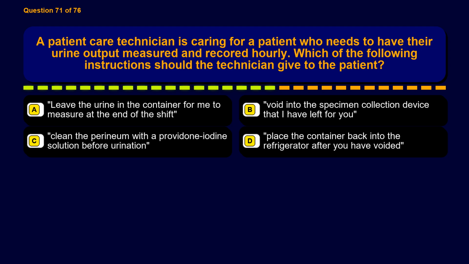Option A, leave the urine in the container for me to measure at the end of the shift. Option B, void into the specimen collection device that I have left for you. Option C, clean the perineum with a povidone iodine solution before urination. Option D, place the container back into the refrigerator after you have voided.